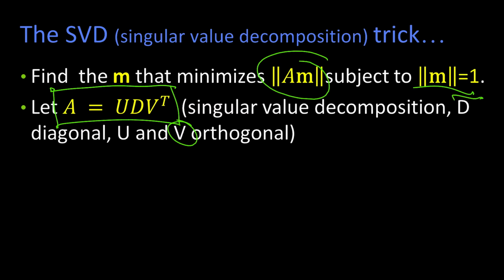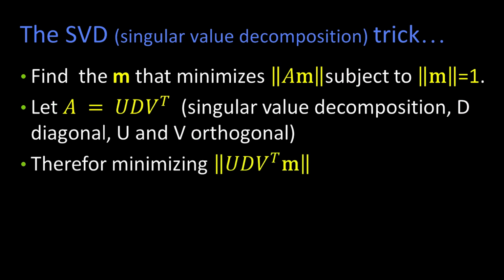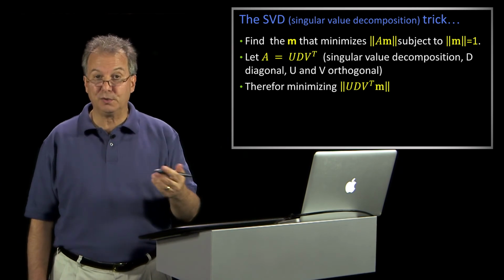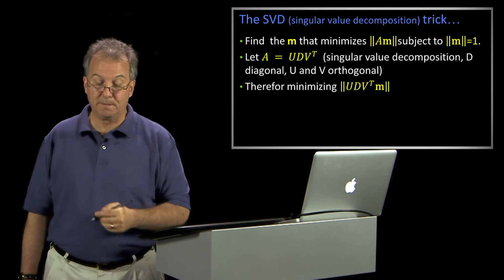And most importantly, D is a diagonal matrix, so it only has values on the diagonal, and it is customary to write it in decreasing order of absolute value, so from the biggest D to the smallest, all right? So we're going to write A is equal to U D V transpose. So minimizing Am is the same thing as minimizing U D V transpose m. Got it? So far nothing significant other than you have to use your singular value decomposition code from MATLAB.